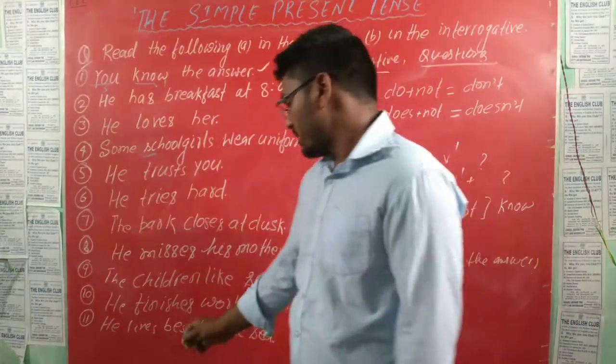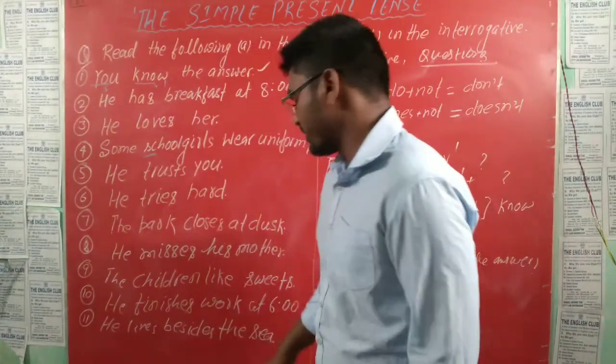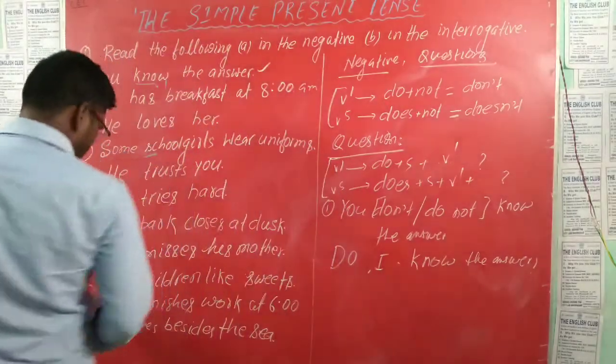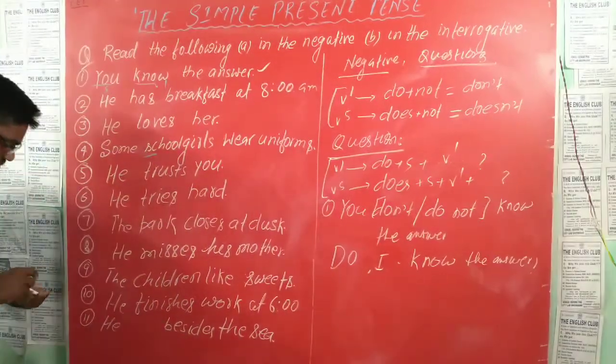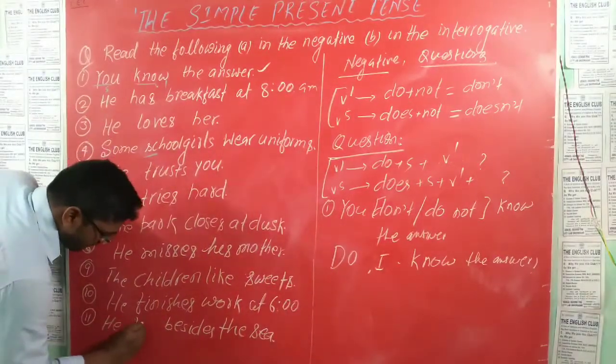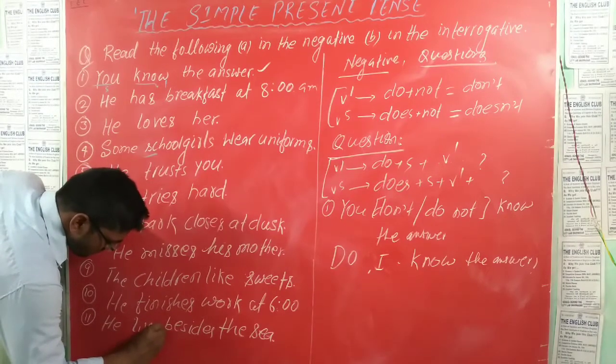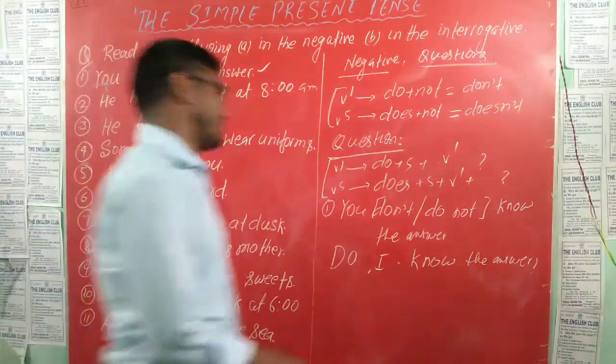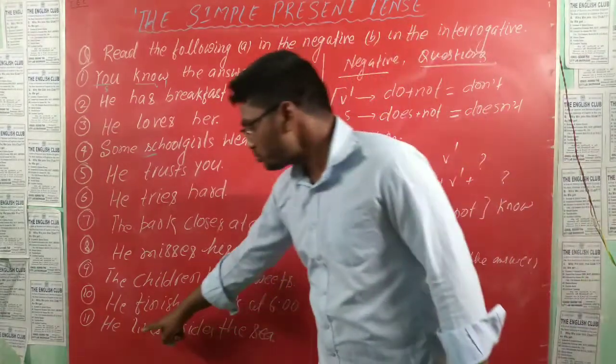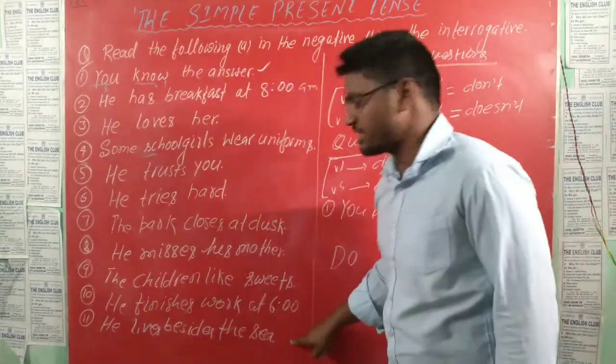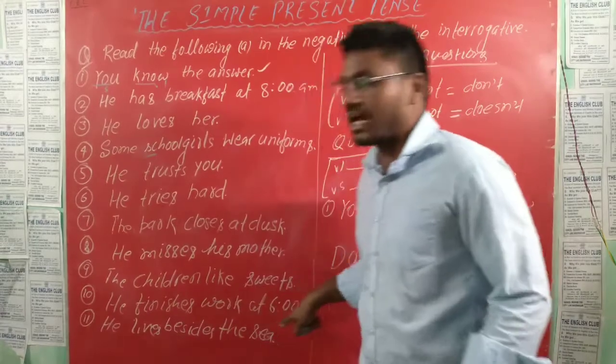Next. He likes, sorry, that is actually lives at. If you are unable to watch, I am mentioning again. He lives beside the sea. Negative will be, he does not live beside the sea. Question, does he live beside the sea?